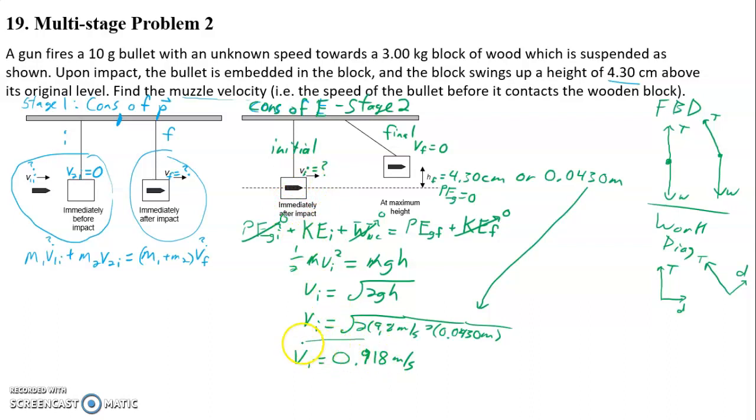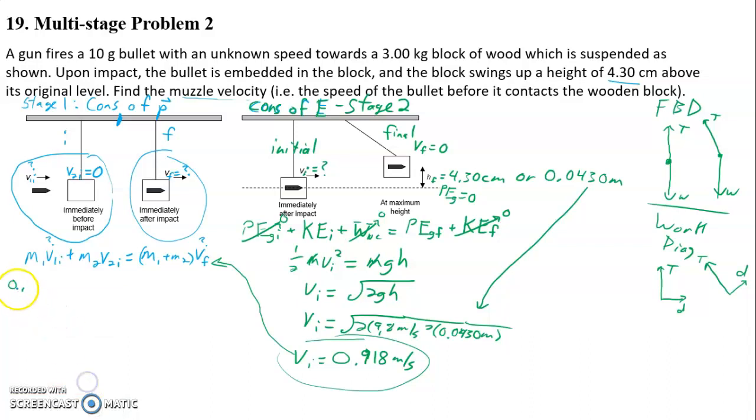Not going to box that in. I'll just draw a circle around it because we're going to use this. It's going to become our initial velocity. I'm sorry, this initial velocity for stage 2 is our final velocity for stage 1. And so now if we know this value, we only have one unknown in our equation, and we can go about solving this quite easily.